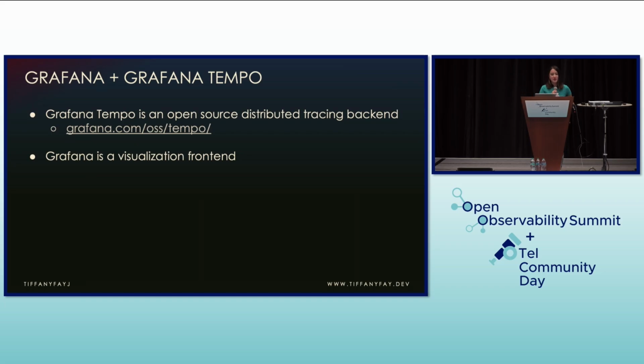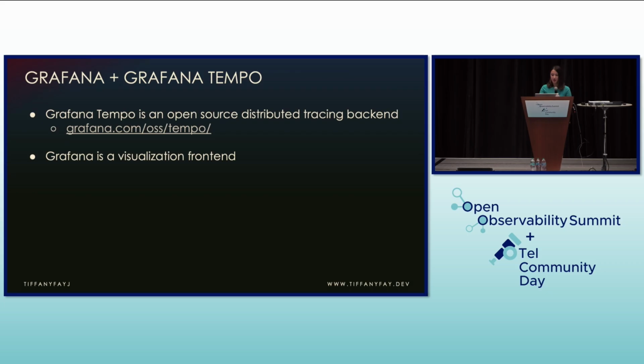Grafana Tempo is an open source distributed tracing backend. Some of you maybe have used things like Jaeger before. If not, there's some similarities, there's some differences. And that's just the back end. You need a way to actually visualize things afterwards, so that's where Grafana comes in. That's the visualization front end that you end up having.